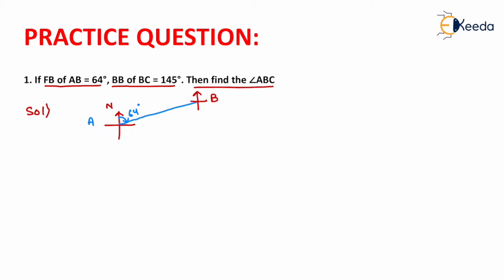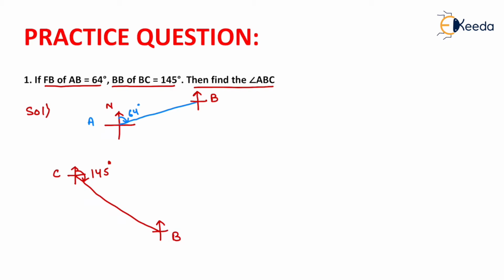Now the back bearing of BC is also given as 145 degrees, and we know that back bearing is always measured from the end point of the line. So the end point of line BC will be C. So we have to select the station C somewhere like this. Okay, that is the station C. Now we have to mark the bearing as 145 degrees, which will be somewhat here, and this bearing will be equal to 145 degrees. So it will end at station B.